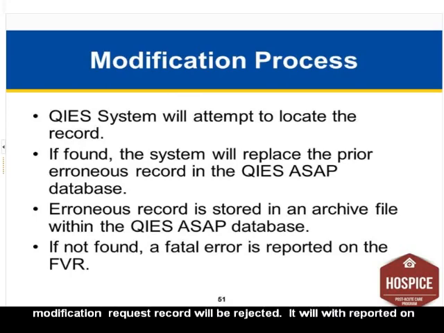If the modification request record passes all the edits, it will replace the prior erroneous record in the KEYS ASAP database. The prior erroneous record will be stored in an archive file within the database. If the existing record is not found, the submitted modification request record will be rejected and not accepted into the KEYS ASAP system. A fatal error will be reported to the hospice on the FVR.